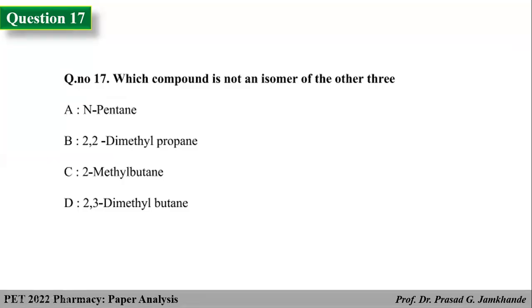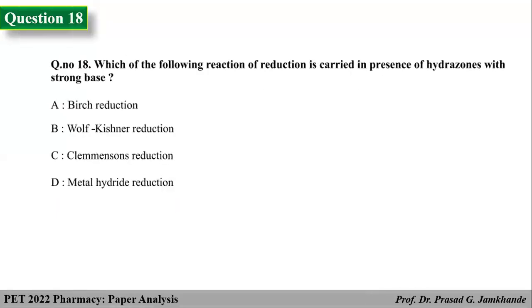Next, which compound is not an isomer of the other three? Here they have asked about the isomer. If you see, in case of the n-pentane, 2,2-dimethyl propane and 2-methyl butane, these three compounds are isomers of each other, whereas the 2,3-dimethyl butane is not the isomer. So the correct answer is the fourth option.